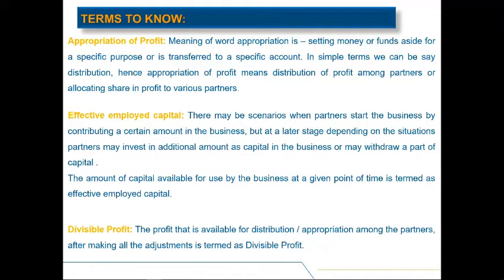The last term is divisible profit. The profit that is available for distribution or appropriation among the partners after making all the adjustments is termed as divisible profit. That means net profit plus interest on drawings minus interest on capital, salary, commission, transfer to general reserve, everything. So the amount that you will distribute among the partners as profit is termed as divisible profit.